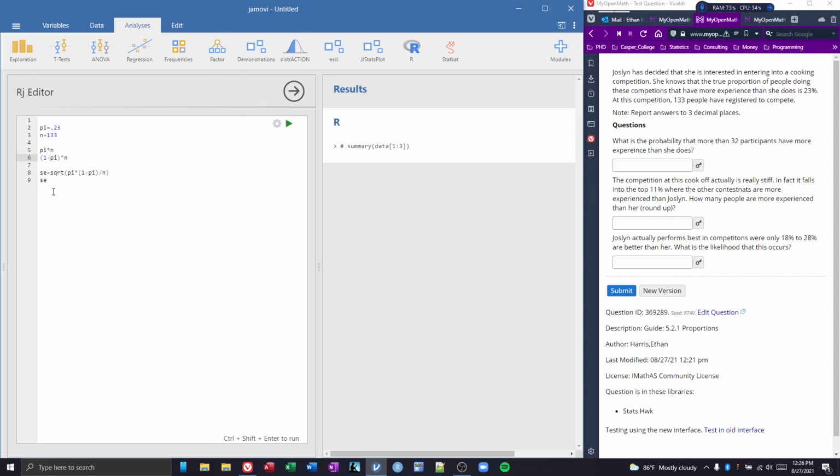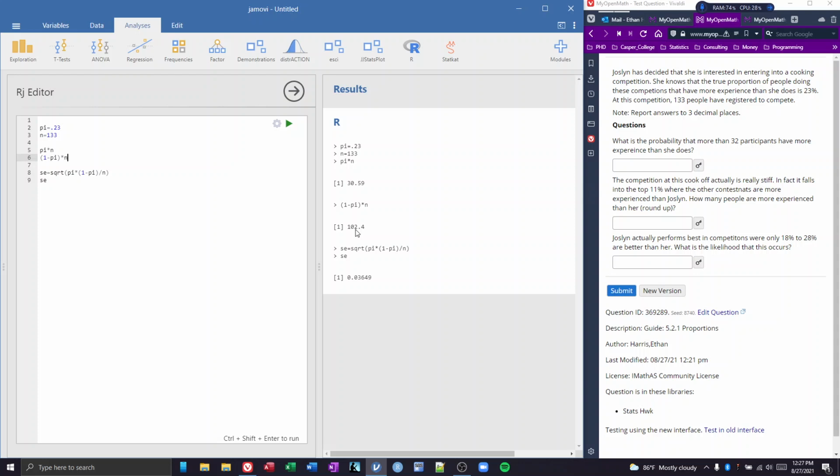So let's go ahead and run this real quick. We'll go ahead and click on our green arrow. And we have 30 people that we expect to have more experience than Jocelyn, 100 people who have less. So we're doing great. We have well met our requirements, and this distribution is going to be approximately normal. And we have our standard error as well. At this point, we're ready to ask this next question.